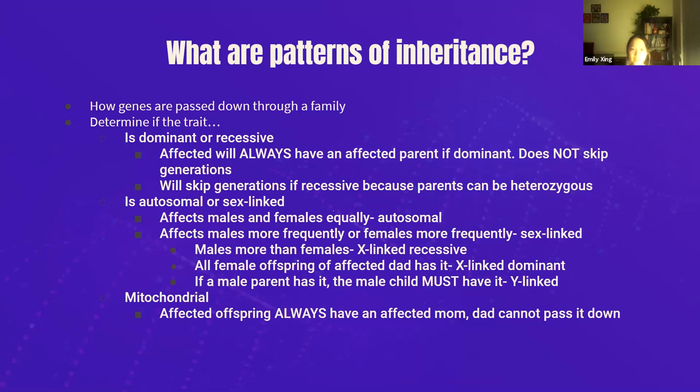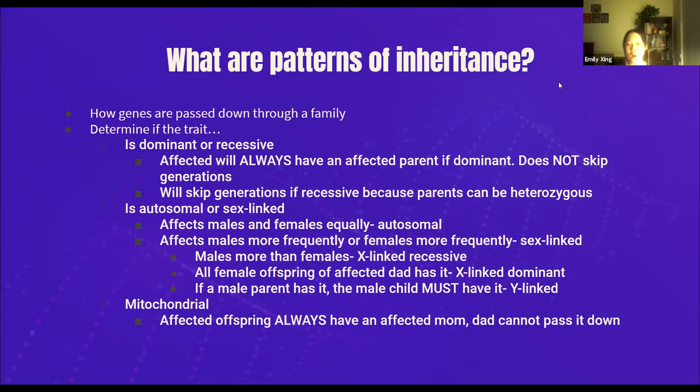So now that we've looked at that, another important part of pedigrees is patterns of inheritance. What are patterns of inheritance? They are how genes are passed down through a family. Basically, is a trait dominant or recessive, and autosomal or sex-linked? First determine if the trait is dominant or recessive. If it's dominant, then the affected will always have an affected parent, which is not the case with what we saw previously, because neither of the parents were affected, but the child was affected. So that indicated that it's recessive.